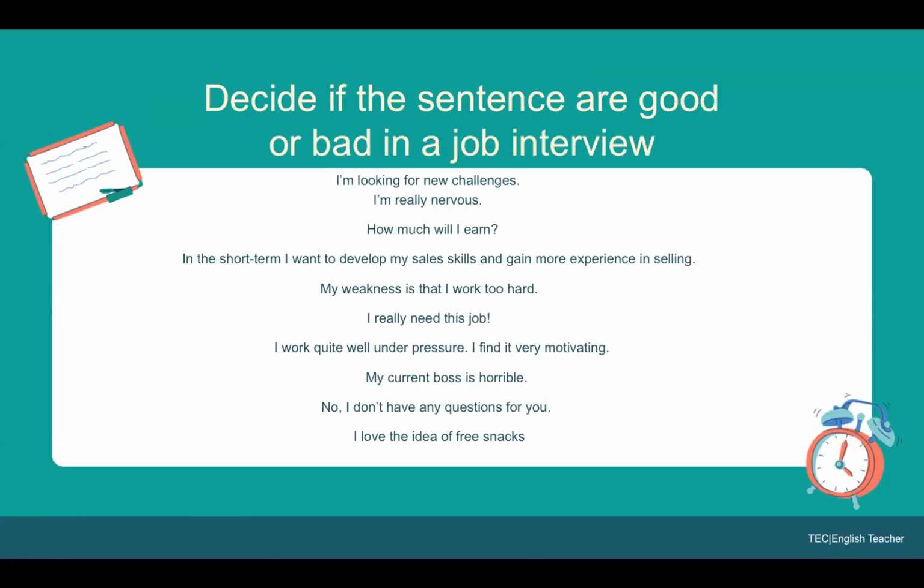Good. Muhammad, sorry. Yes. My weakness is that I work too hard. What do you think about this? My weakness is that I work too hard. Yes, it's a little over. So people tend to do this. You'd be surprised. بس كتير عالم بيحولوا الويكنس تبعهم into a strength. Okay?